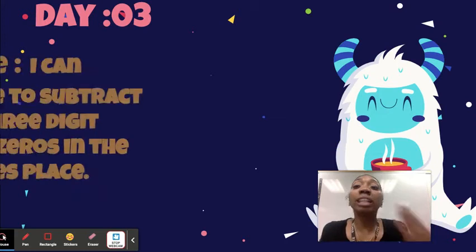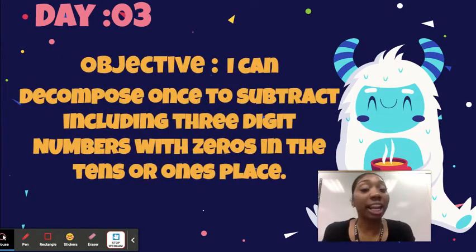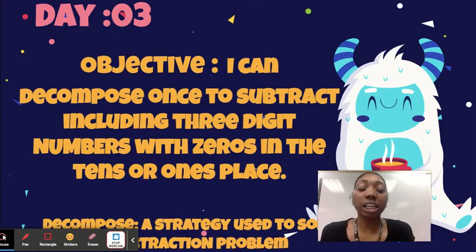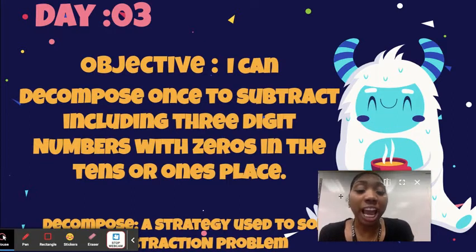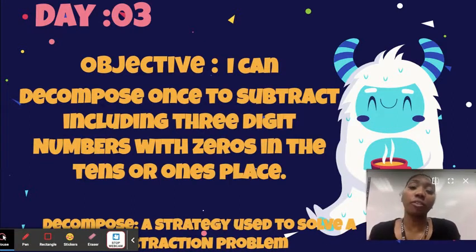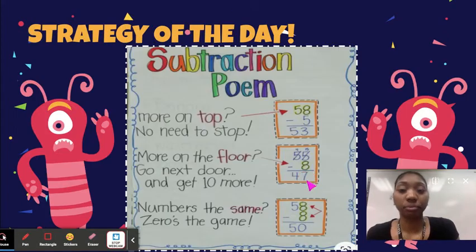So now, let's continue on with our objective for today. Remember, our objective is our goal. It's the goal that we want to accomplish by the end of our lesson. So let's look at our objective. It says, I can decompose once to subtract, including 3-digit numbers with zeros in the tens or the ones place. And remember that when you decompose, it is just a strategy that we use to solve a subtraction problem.